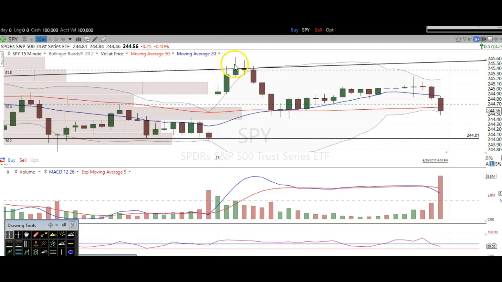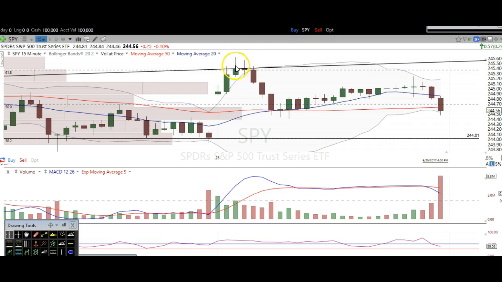Now, that doesn't always lead to lower prices, so you really want to get confirmation. It's dangerous if the only reason you're shorting is based off of an inverted hammer or a hammer. That's really not good enough of a reason. You need a lot of other reasons. So we had a lot of other reasons.